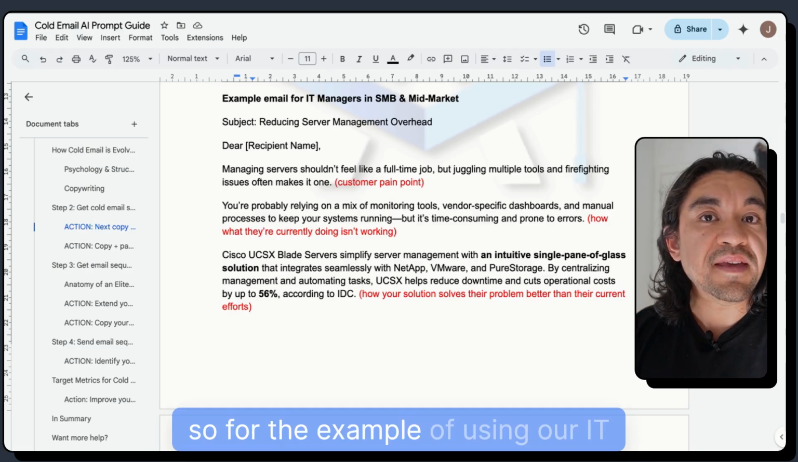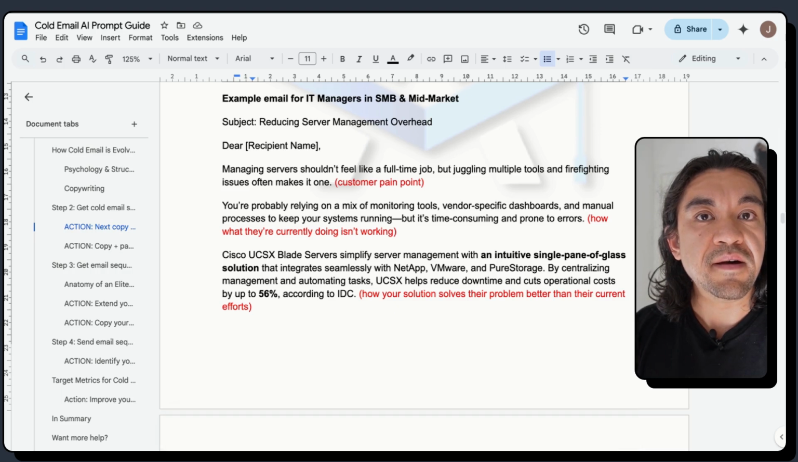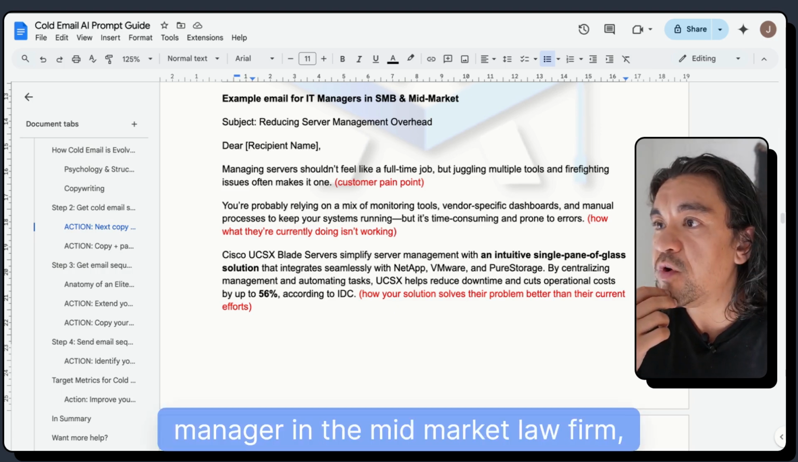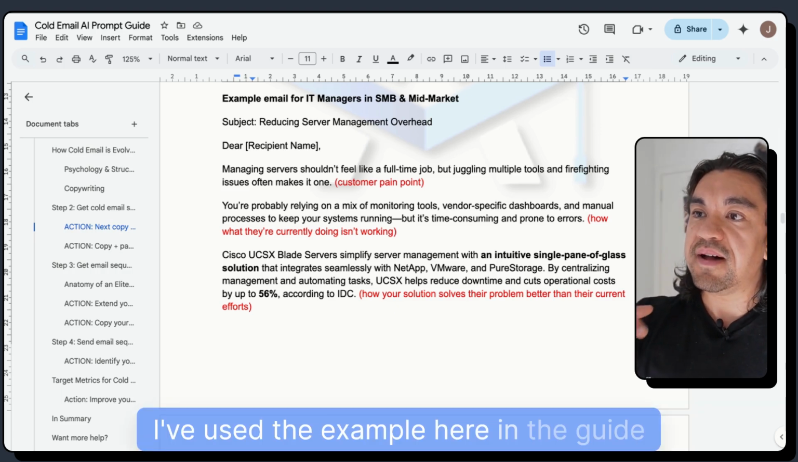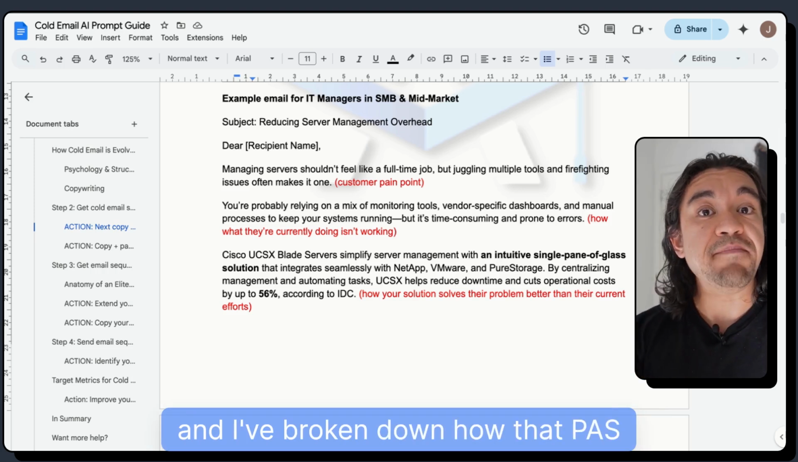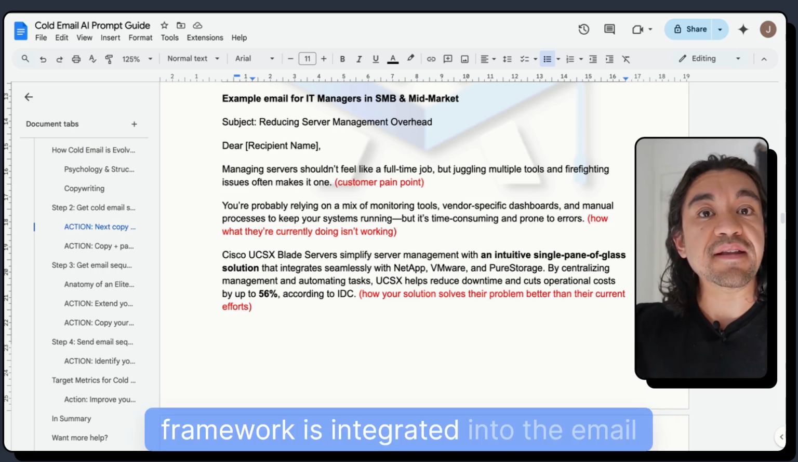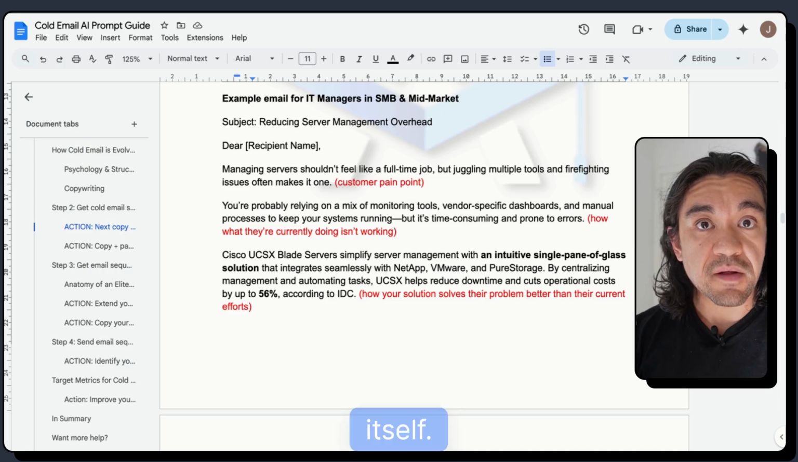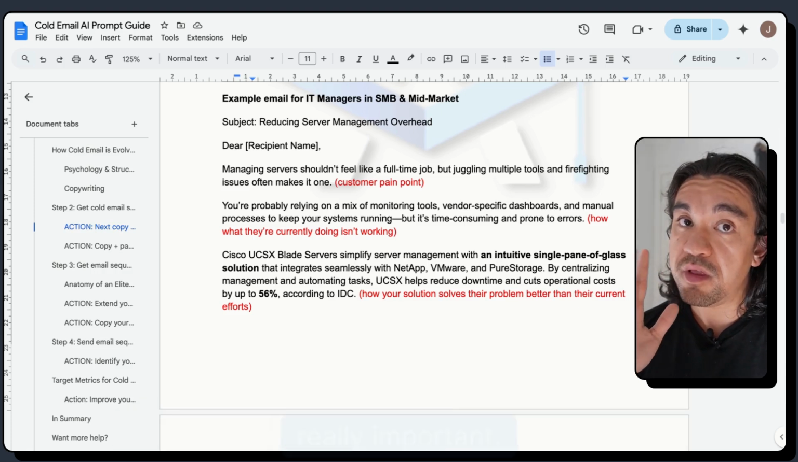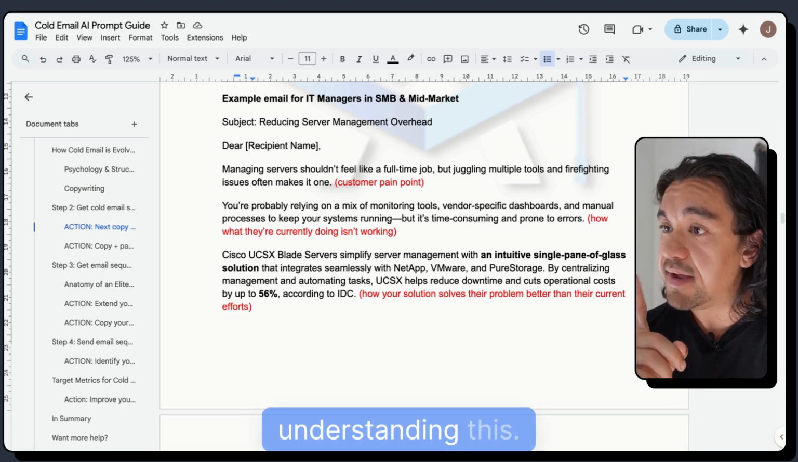So for the example of using our IT manager in the mid-market law firm, I've used the example here in the guide, and I've broken down how that PAS framework is integrated into the email itself. Okay, because copywriting frameworks are really, really important. So it is worth doubling down and understanding this.